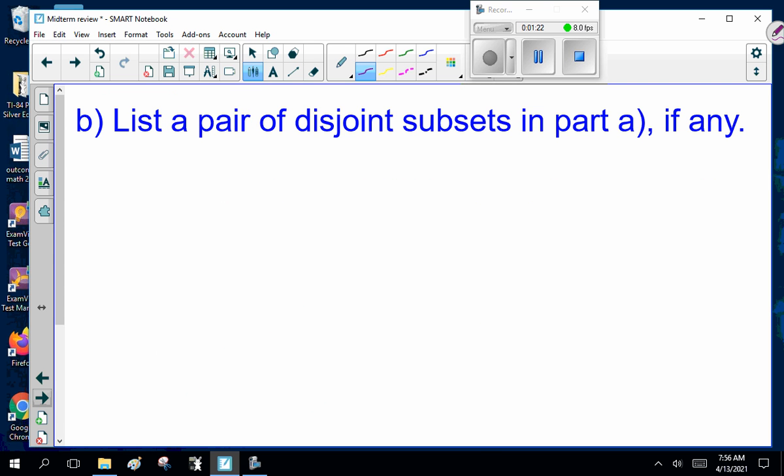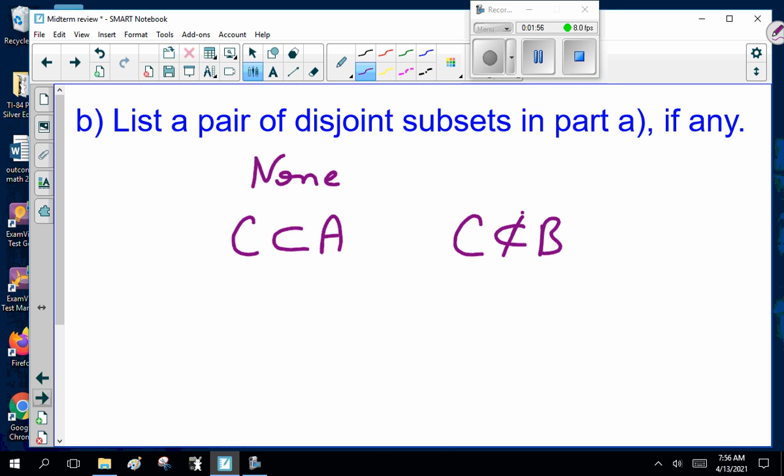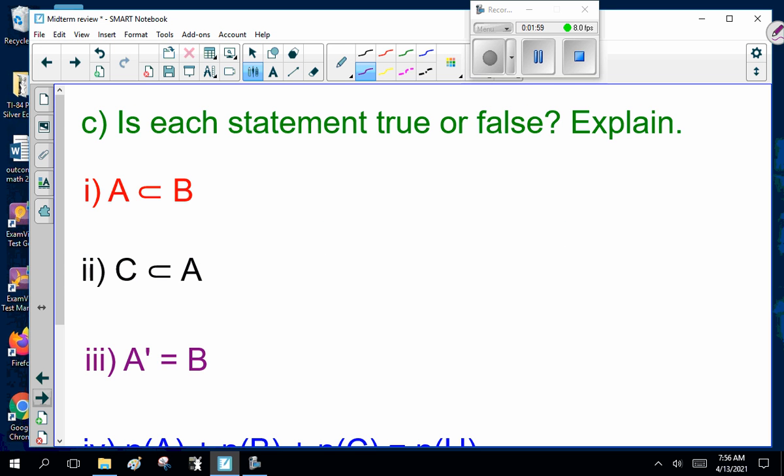Now, list a pair of disjointed subsets in part A, if any. So, disjointed subsets, well, there are none. Subset means to be part of something. Disjointed means nothing in common. So this is just something to test your vocab. C is a subset of A. Now, we can say C is not a subset of B, but I think that's just badly worded to confuse you. Now, better definitions for you to try.